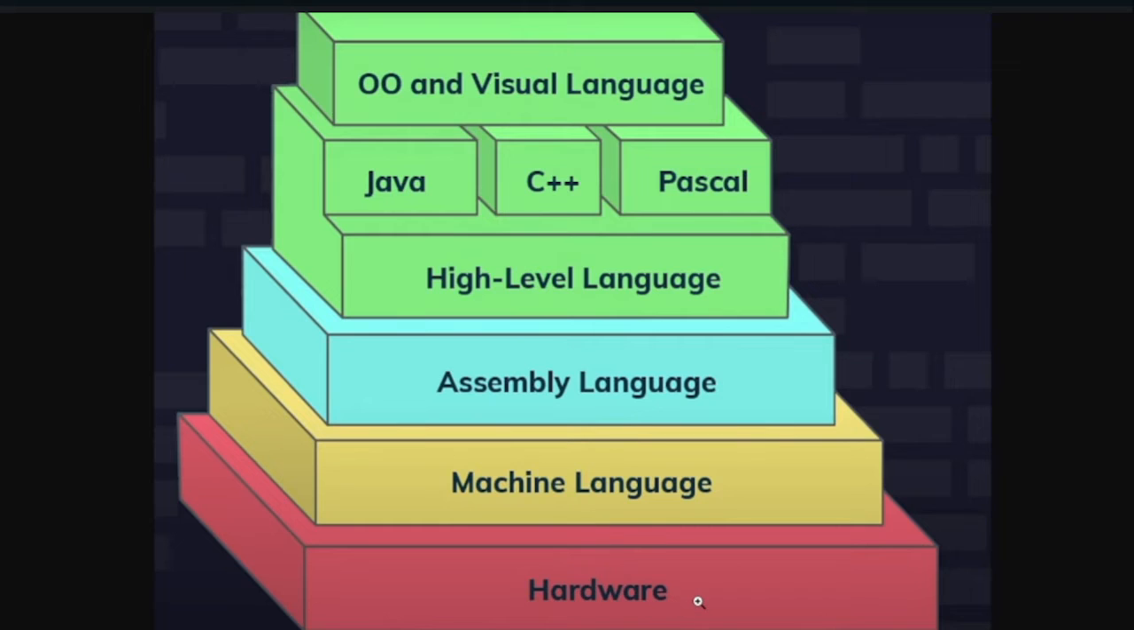So we got the hardware there, and then we got the machine language, and the machine language, or the machine instructions, are the set of ones and zeros. Or binary is the more accurate term.